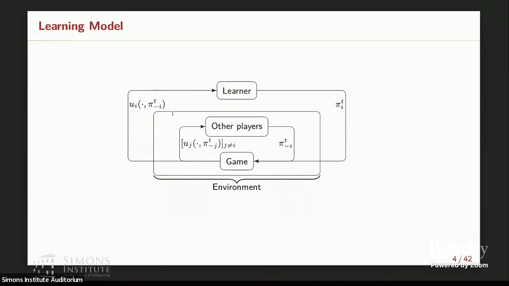Okay, so one important point is that from the point of view of the learner, whatever the other players are doing and whatever's in the game environment, all of this part of the game, we're just considering all of that to be the environment. I think we've seen that perspective many times this week.